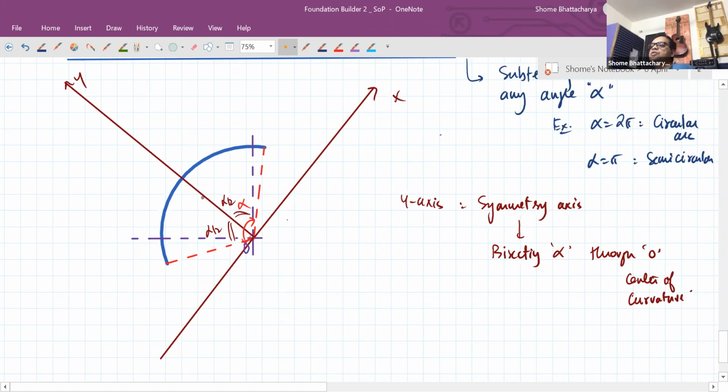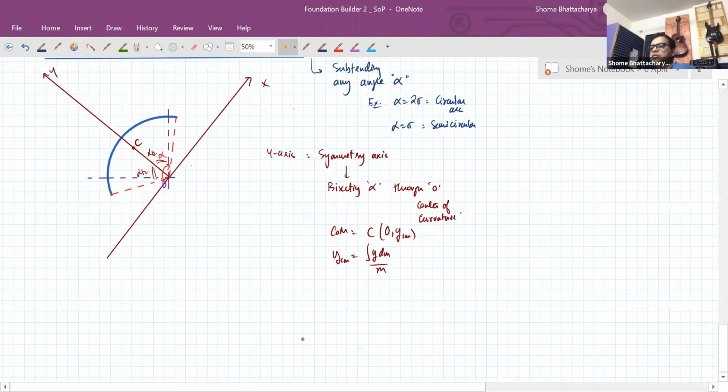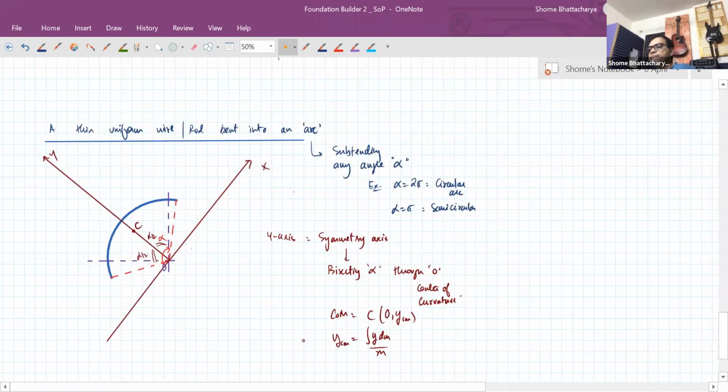Okay. So this time we know that the center of mass will lie somewhere over here again. So the center of mass will be at the point C, so (0, YCM), where YCM, how will we find it? Again the same method, but the only difference is my limits will be different when I set up the integration. So this is how we'll proceed now. Just make a quick note or understanding of this part, then we'll set up the whole integration.